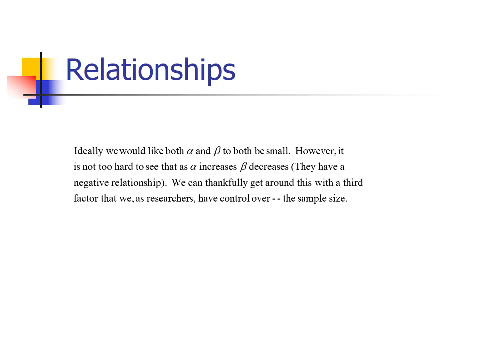Which is what I'm trying to say. When your alpha is large, your beta is small. Which is unfortunate because we want both of them to be small. But by making one small, the other one, in a corresponding way, goes up. Thankfully, we can get around that, because there's a third factor that comes into play, one that we as researchers have some control over, and that's the size of our sample.